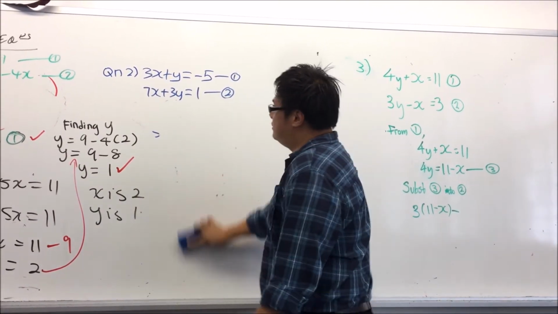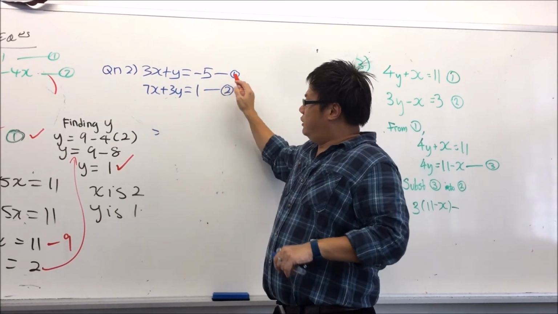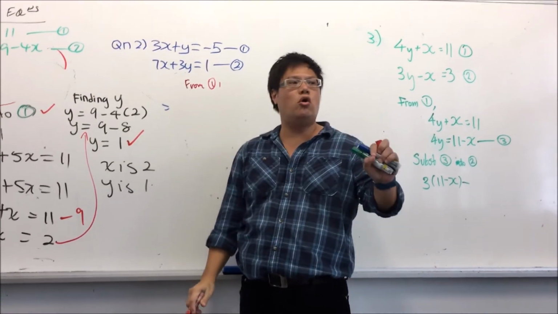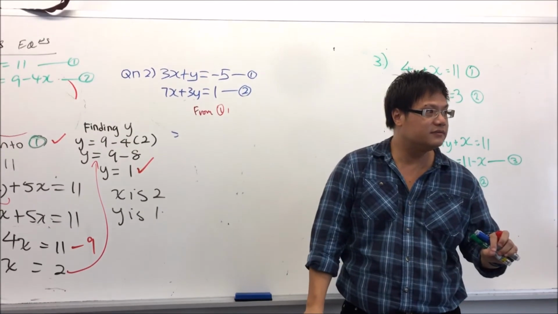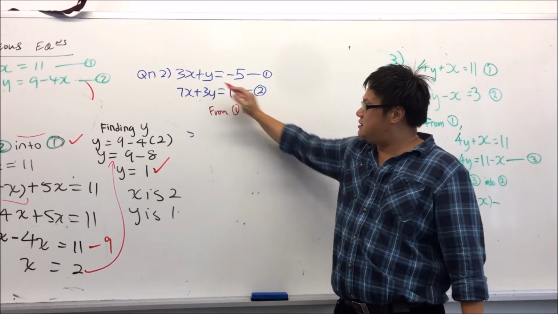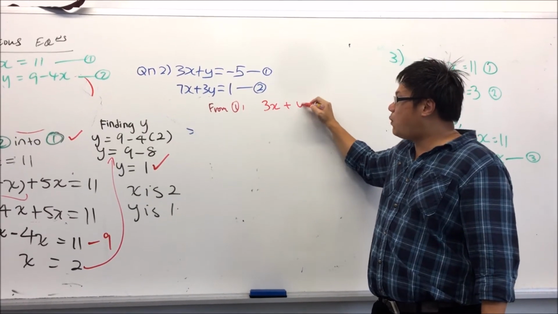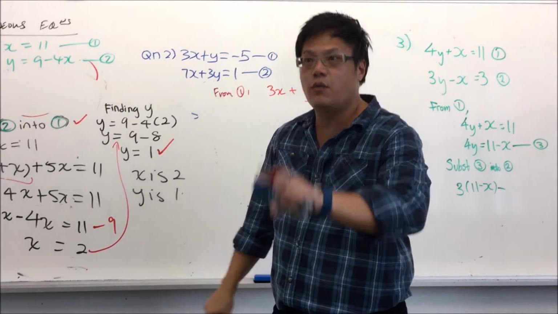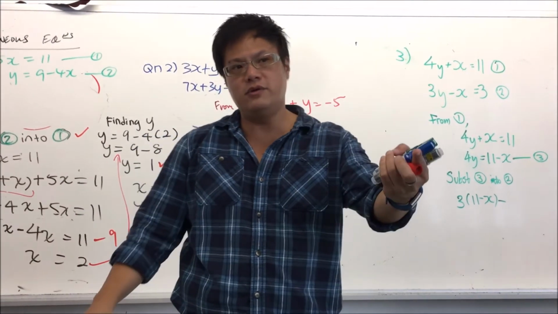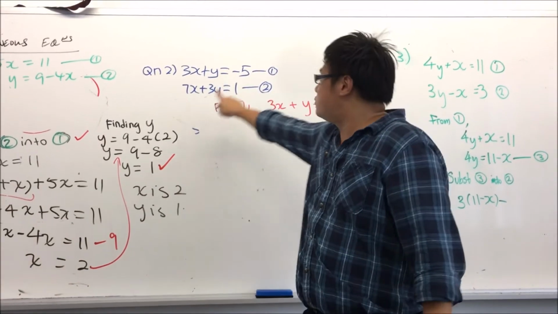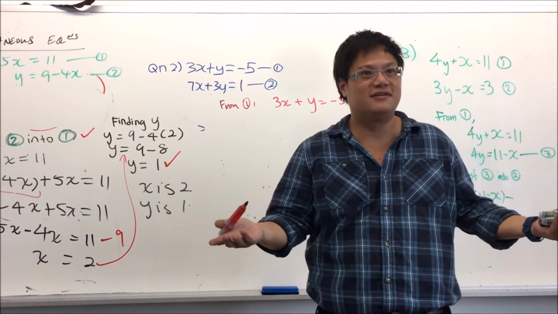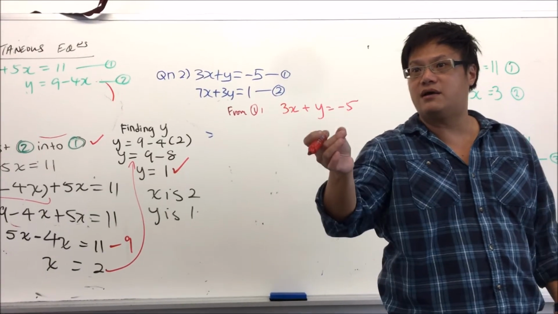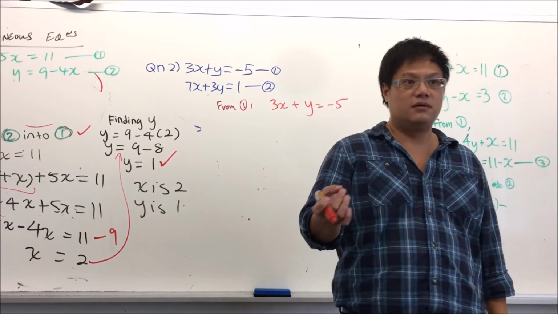The better way is this. From equation 1, notice just now Eunice chose to make x the subject of the formula. Look here, what is this? This is 3x plus y equals minus 5. What is this coefficient? It's 1y. Why would you choose to make x the subject of the formula? This is 1y. Instead of making x the subject, I make y the subject of the formula.